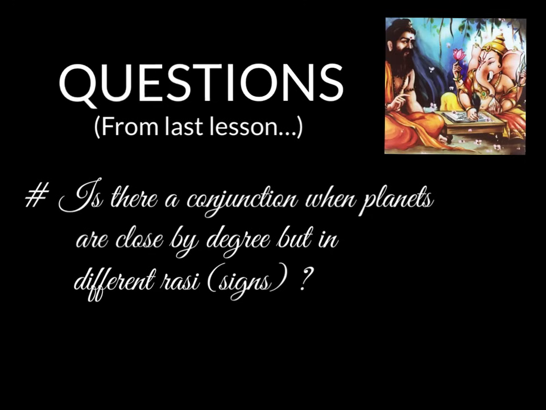Planets in the same nakshatra, lunar mansion, but different signs, is there a conjunction? No, I would not consider that conjunction for karmic manifestation of events. What is happening is that they have a similar mindset, because nakshatras are lunar based.